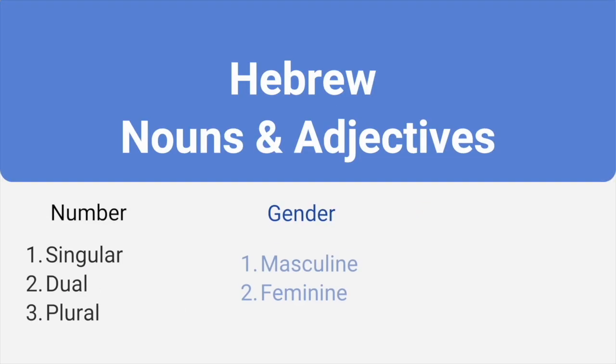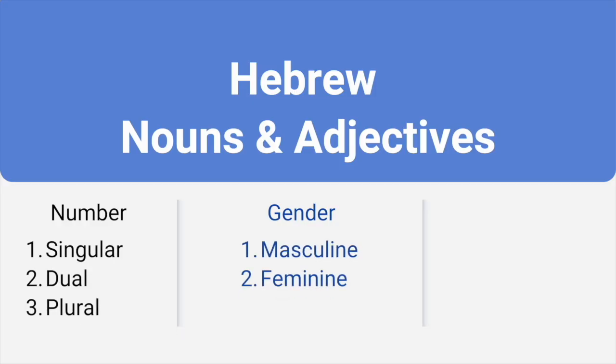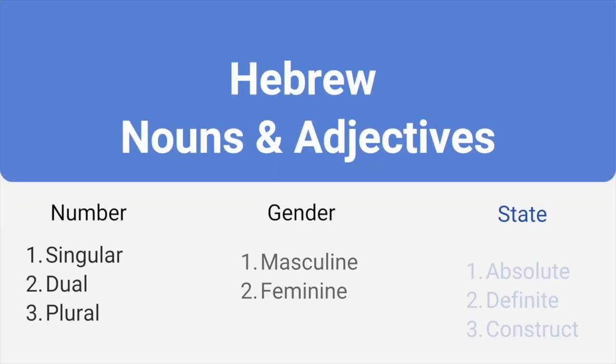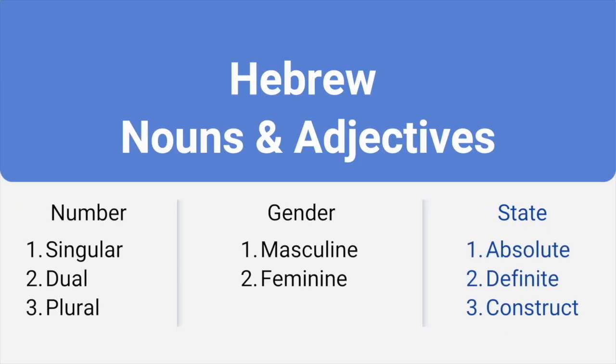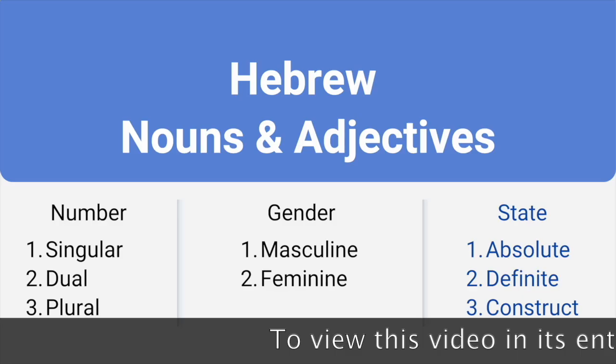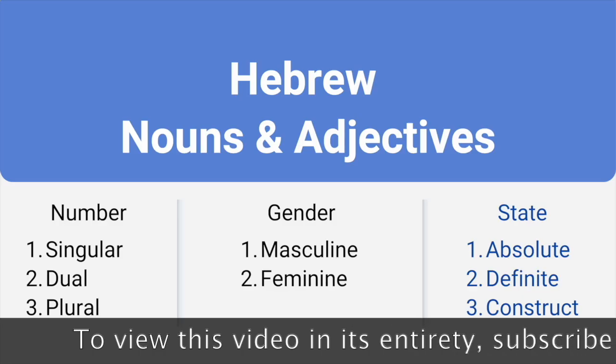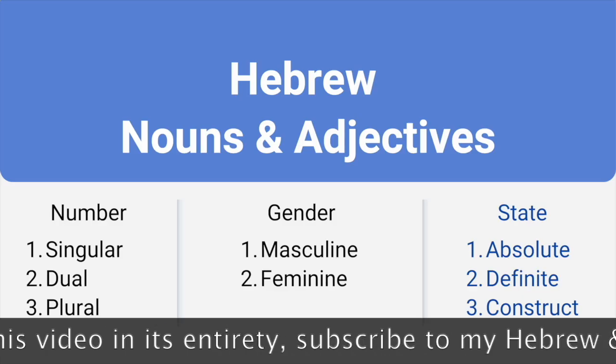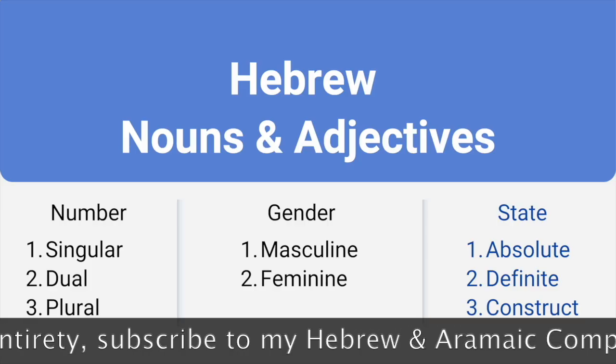We also have the category of gender, and so Hebrew nouns and adjectives are going to be masculine or feminine. In this video, we're dealing with feminine nouns and adjectives. And then finally, we have the category of state. If a noun is in the absolute form, it essentially means it lacks the definite article. And in such cases, we're going to need to ask ourselves, should the translation of the Hebrew form include the indefinite article or not? Then we have definite nouns, and that's when it has the definite article attached.